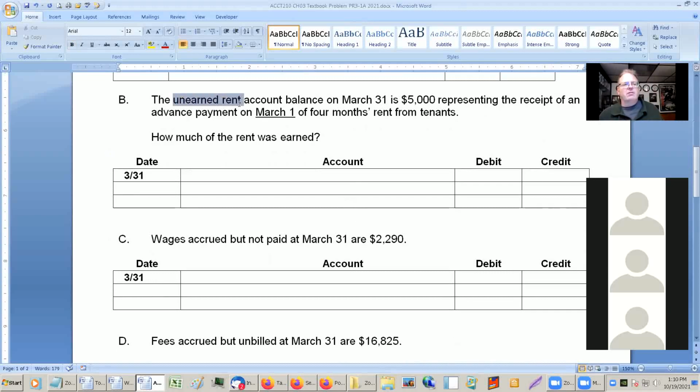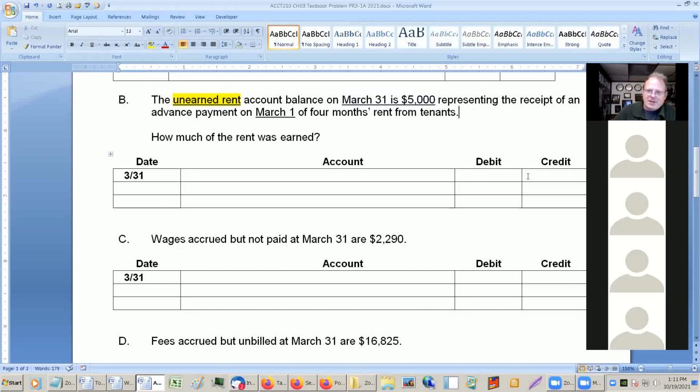Unearned rent, which is what kind of an account? Liability. Yep. Had a balance on March 31st of 5,000. Represented the advance payment on March 1st of 4 months rent from tenants. Okay, so on March 1st, they signed the lease, and they gave us 4 months rent at that point. $5,000, 4 months rent. Now that's unearned revenue, and it is going to be a liability.